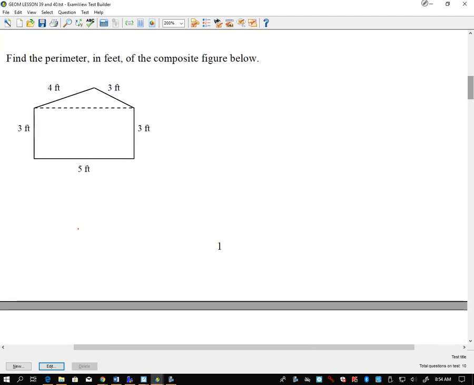You look at this one, that's a rectangle plus a triangle, but what am I actually trying to do? Perimeter. So it's important to read. Don't just assume I've done area. I'm going to continue to do area all the time. Here I'm just adding 3 plus 5 plus 3 plus 4 plus 3, right?